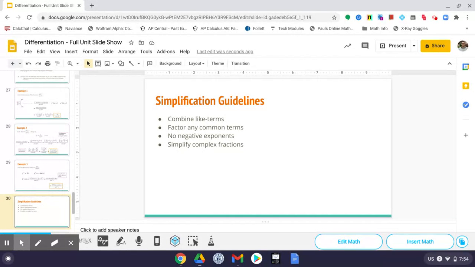So this is something I'd like you to write down. When we do have either a quiz or an assessment on the quotient rule or really any type of derivative, these are some simplification guidelines that we need to know. We're going to combine like terms, factor any common terms out. I don't want any negative exponents within our final answer. And doing that typically means we need to simplify complex fractions. So these are sort of the big four simplification guidelines that we'll work through as a class, that we'll use to try and get to the most common answer within our class.